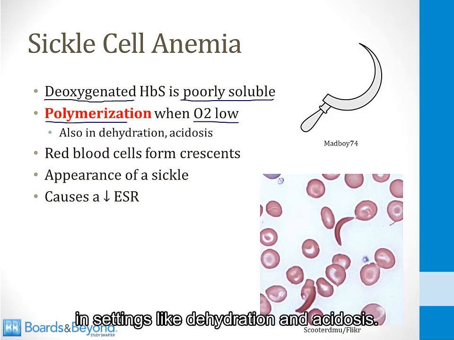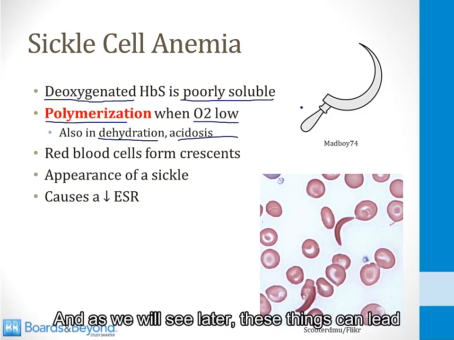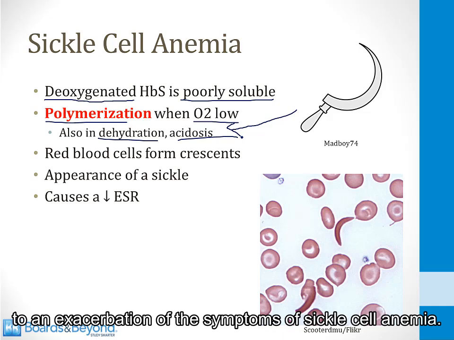Polymerization can also occur in settings like dehydration and acidosis, and as we will see later, these things can lead to an exacerbation of the symptoms of sickle cell anemia.